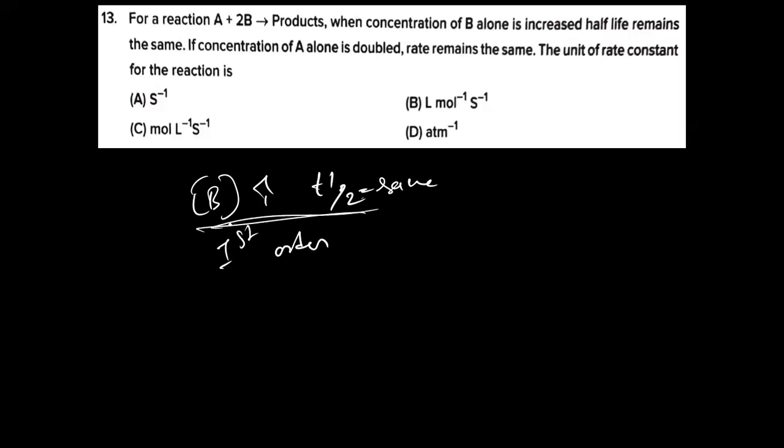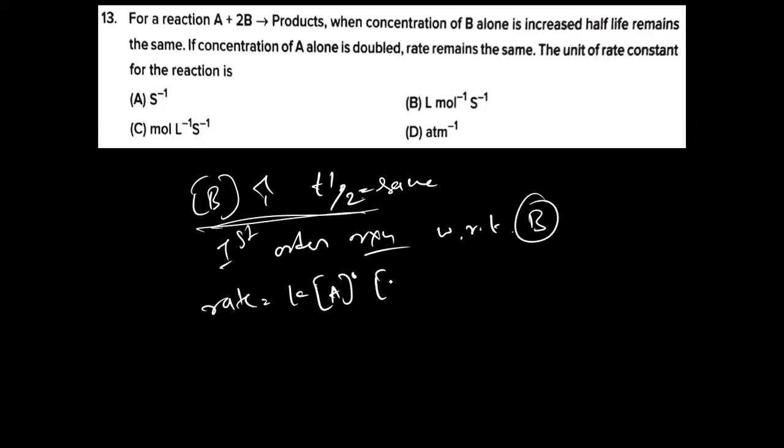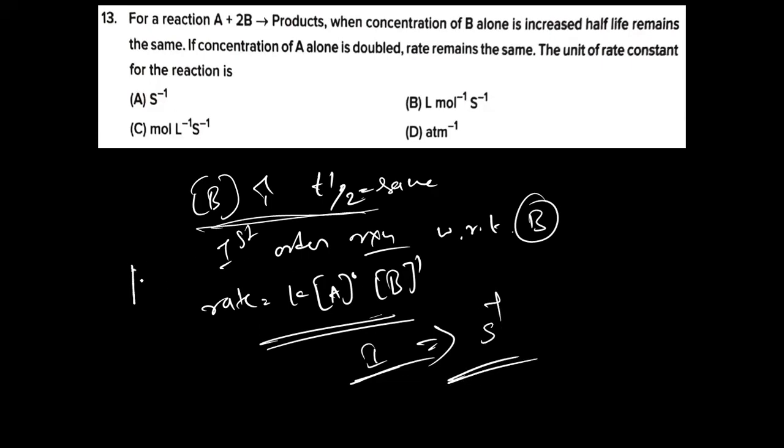If concentration of B increases, then the half-life period remains constant, which means this is a first order reaction with respect to B. Then if I write the rate equation, rate is equal to K A to the power 0 and B to the power 1. And if you find the overall order, which is the sum of powers of all the reactants involved in the rate equation, that is equal to 1. And we know the unit for a first order reaction is per second, that is option A.